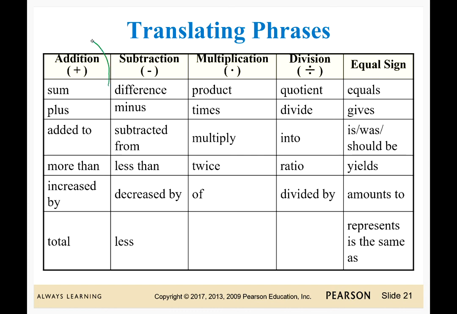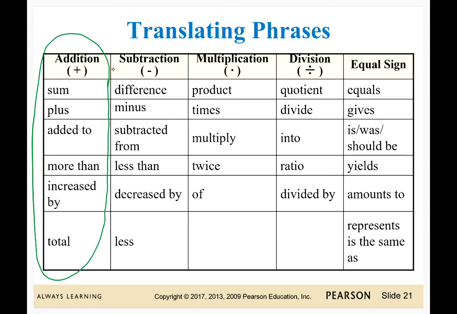So this first column tells you a bunch of different words that could mean addition. Sum means addition, plus means addition, added to. Be careful with that one. More than, increased by, be really careful. English is a very specific language, so we'll talk about some of those little tiny hiccups that could happen. So just be careful with the words, because remember, words do have meaning. You can't be just willy-nilly. You have to make sure that you are translating word for word in the right structure and everything.